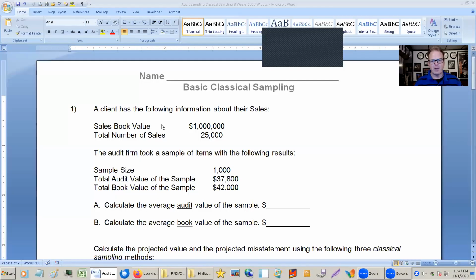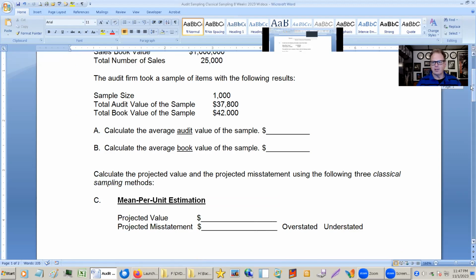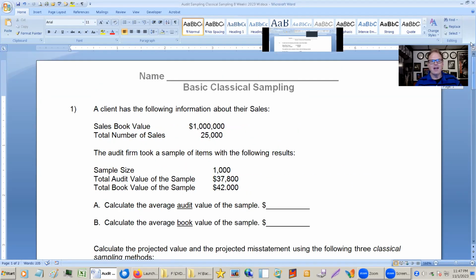Okay, so today there's a handout on classical sampling, and it's a two-pager. What we're going to do is I'm going to go over the first one, show you how to go through it, and then you can work on the second one and turn it in. So this is the basic classical sampling. It's in your email. It's also on Blackboard.